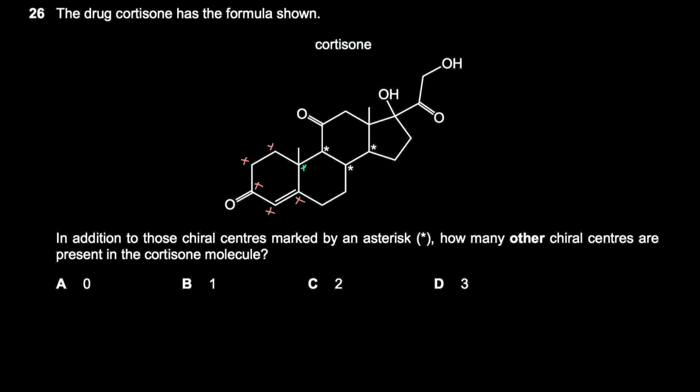This is a chiral center. Again, these are CH2s, not chiral centers. These are already labeled for us. This one is making a double bond, CH2. This one is a chiral center. These are CH2s, so not chiral centers. This one is a chiral center, and then this is making a double bond, so not a chiral center. And this is a CH2, so not a chiral center. So there are 3 additional chiral centers, right? There are 3 additional chiral centers.